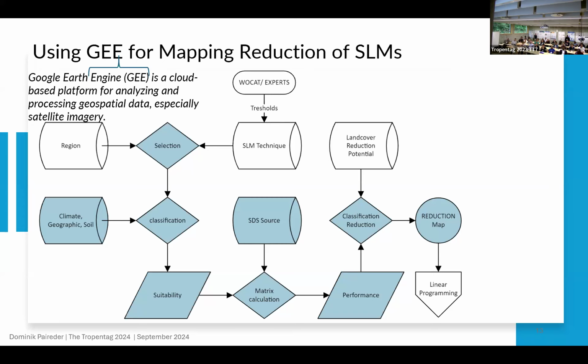Is it suitable or is it not suitable? Then we also bring in an SDS source map. We have a matrix calculation, and then we can say what the performance of this SLM method is. And then it's really important to take the land cover inside, because the reduction potential always depends on the land cover, and then we get this reduction map.